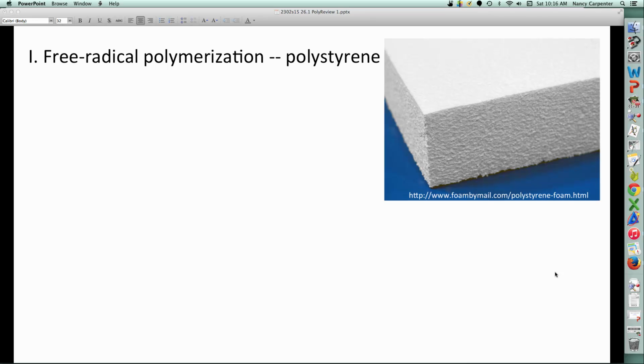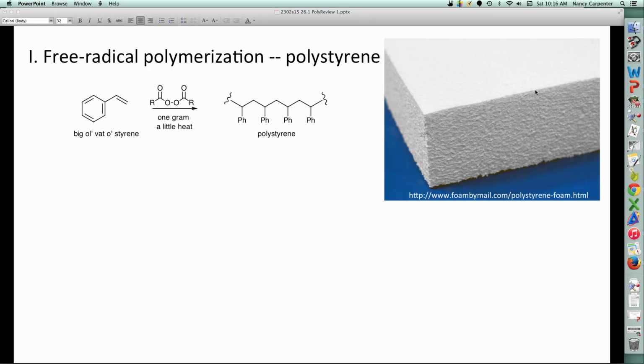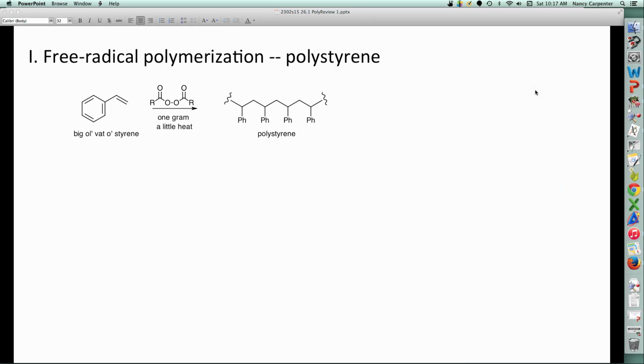Well, you know polystyrene. You've used it many times, your coffee cups or your igloos. Polystyrene is everywhere. And polystyrene is a good review of radical chemistry. It's an amazing reaction. You take this humongous vat of styrene, throw in a spoonful of some kind of radical initiator, add a little heat, and what do you get? You get polystyrene. So, what's going on here?